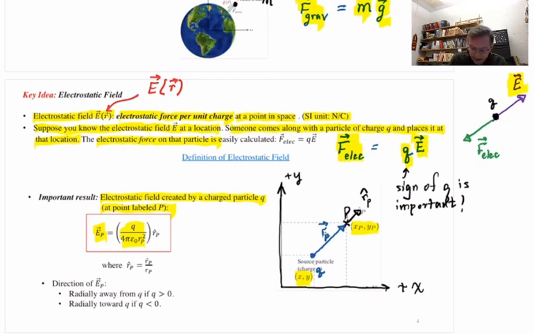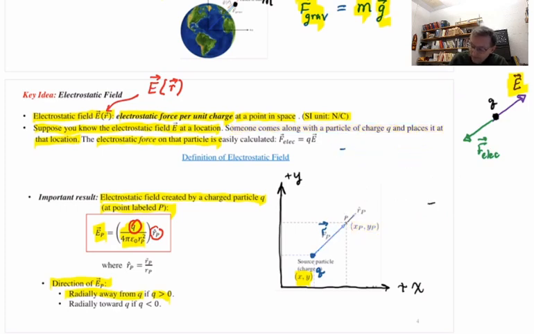Here's one thing we can say right away. The direction of the electric field at point P is determined by the sign of Q. If Q is positive, meaning this number right here is positive, then the direction of the electric field is the same as r hat, which means radially away from the source. So if I go back over here, now let me get rid of some things so that it's not too cluttered. And let's say the source particle is positive. Then the electrostatic field at point P is radially away from the source particle. Same direction as the r hat.